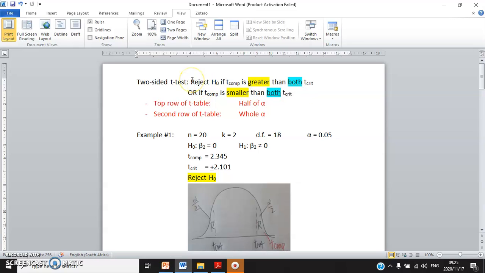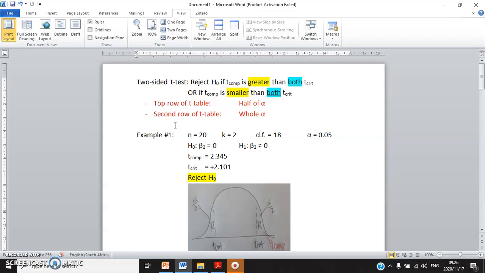And then just in case you don't remember the decision rule, this is the reminder. We reject the null hypothesis if computed t-stat is greater than both critical t-stats, or if the computed t-stat is smaller than both critical t-stats. So look at the keyword both. Remember, after you find the critical t-stat from the t-table, you have to add plus and minus so that there are 2 critical t-stats in total for the two-sided hypothesis testing.